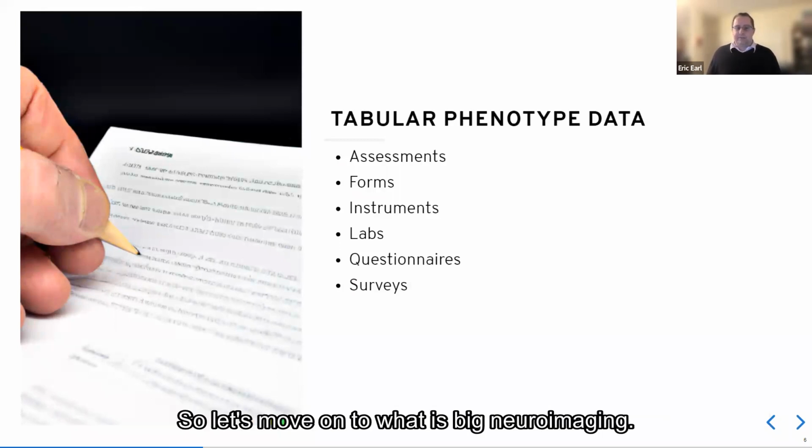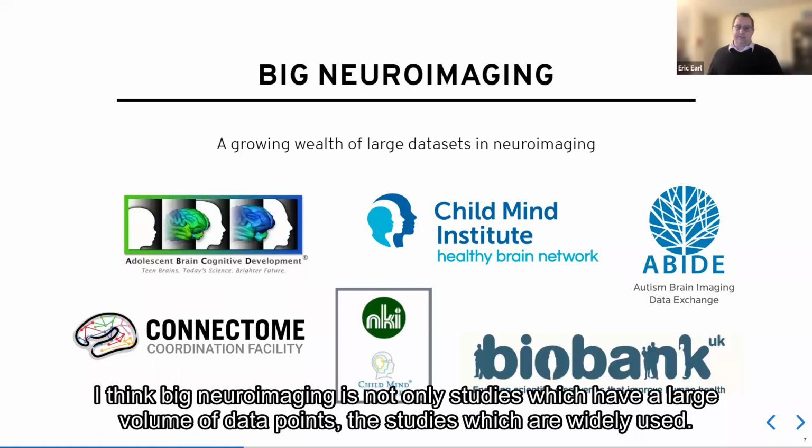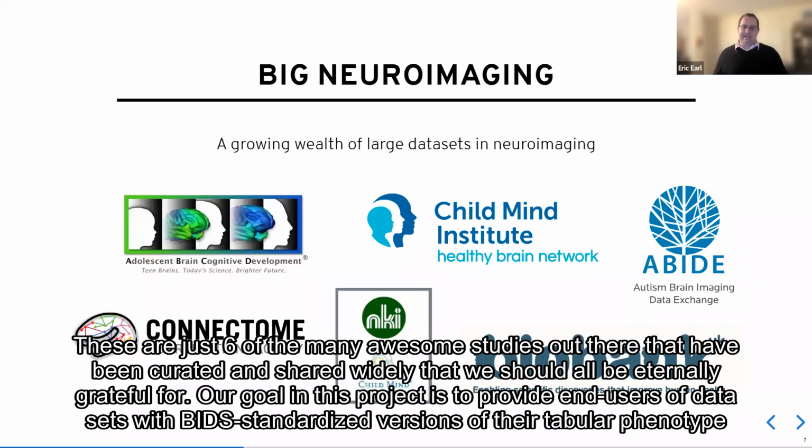So let's move on to what is big neuroimaging. I think big neuroimaging is not only studies which have a large volume of data points, but studies which are widely used. These are just 6 of the many awesome studies out there that have been curated and shared widely that we should all be grateful for.